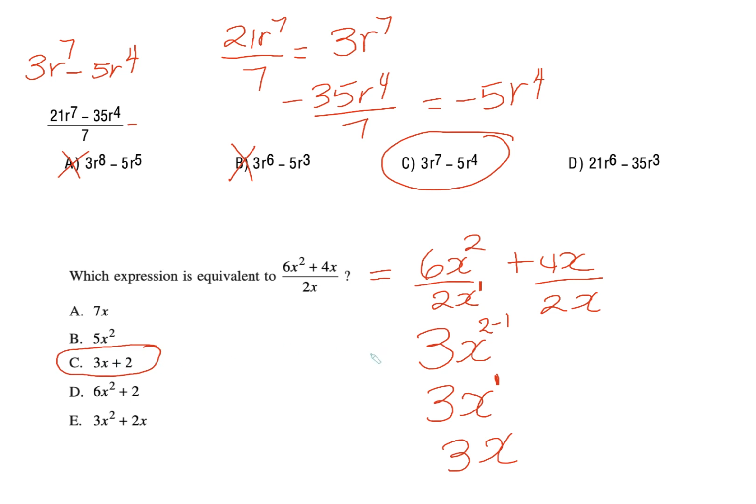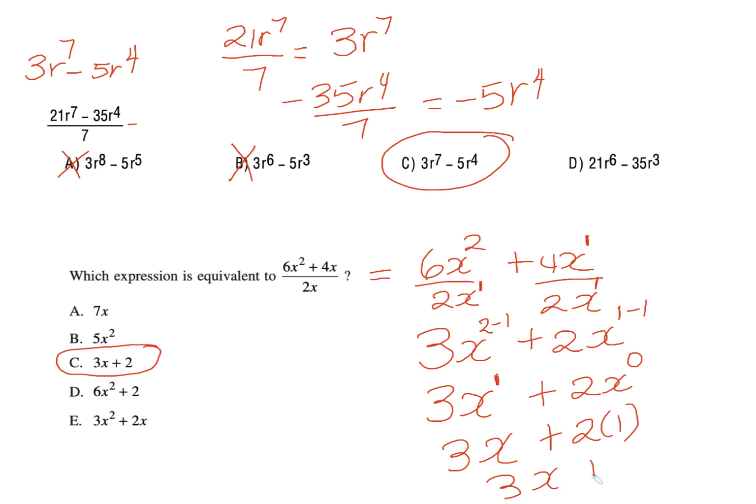You didn't even have to go any further, but you know I will. Over here, we have our plus. 4 divided by 2 is 2. We have our x. Remember, invisible 1, invisible 1. 1 minus 1 gives us 0. So this is plus 2x to the 0 power. Now anything raised to the 0 power is 1. So this is actually 2 times 1. And 2 times 1 is 2.